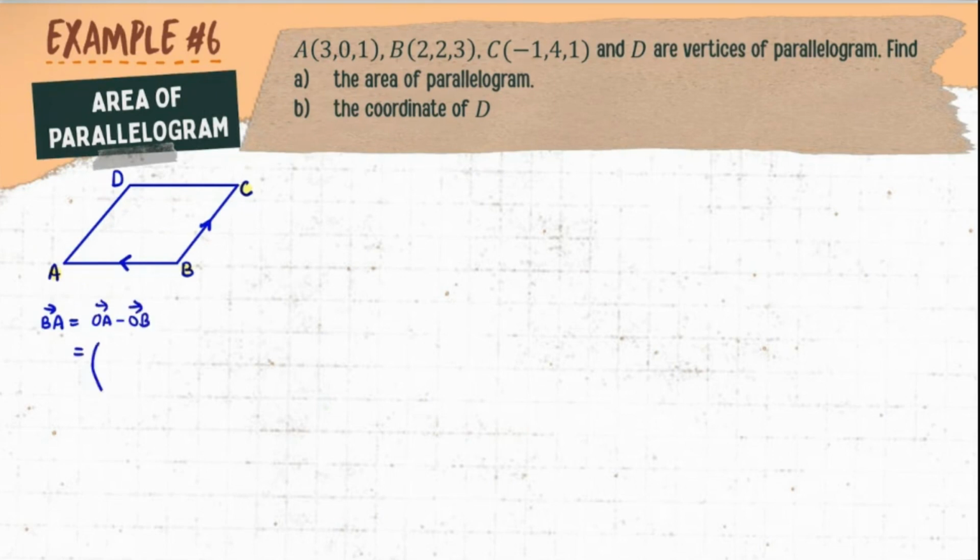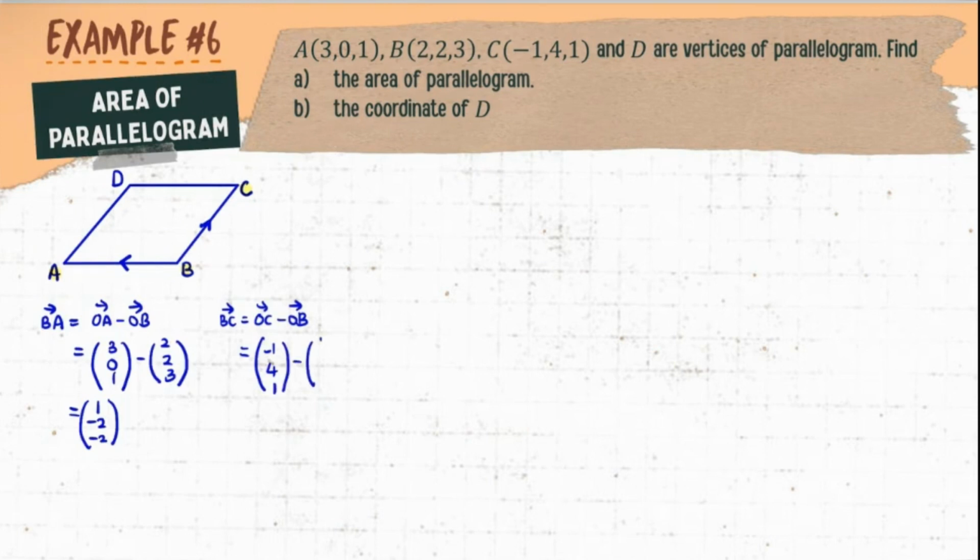So OA adalah (3, 0, 1), OB adalah (2, 2, 3). 3 tolak 2, 1; 0 tolak 2, negatif 2; 1 tolak 3, negatif 2. So ini adalah BA dan cari pula BC. BC adalah OC minus OB. So OC (negatif 1, 4, 1), tulis dia dalam bentuk kolom macam ni, dan OB adalah (2, 2, 3). Negatif 1 tolak 2, negatif 3; 4 tolak 2, 2; 1 tolak 3, negatif 2.